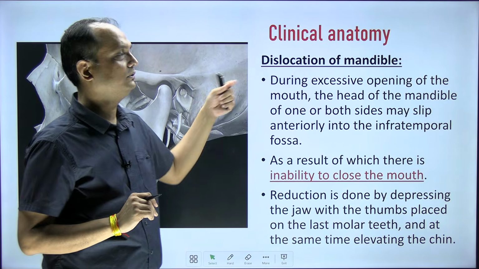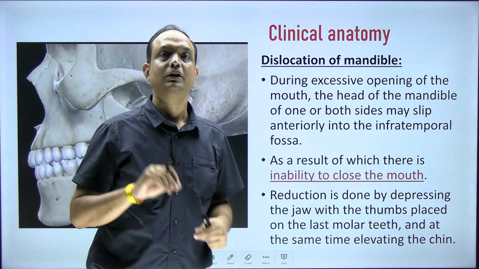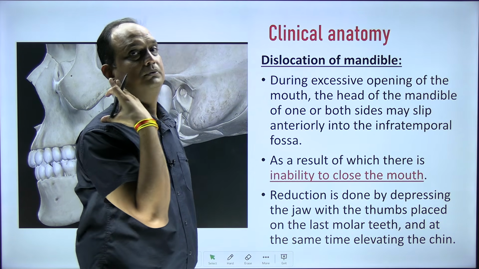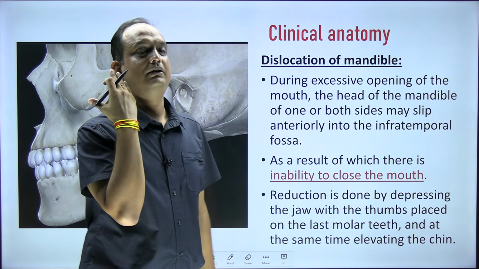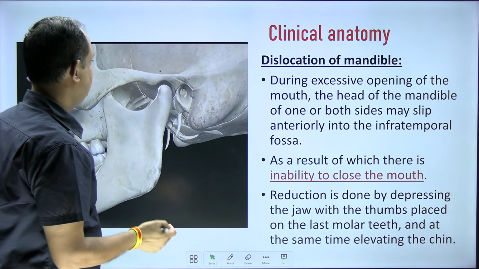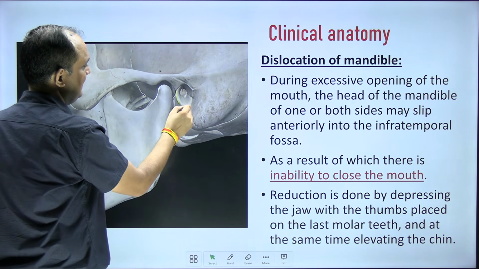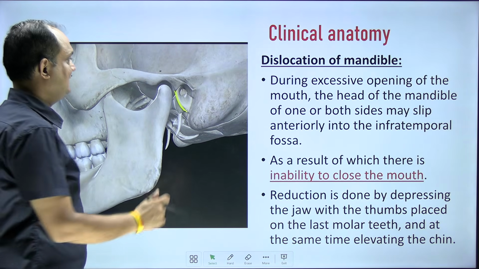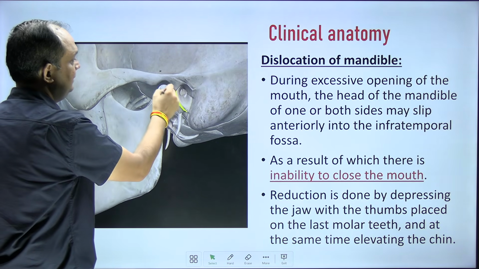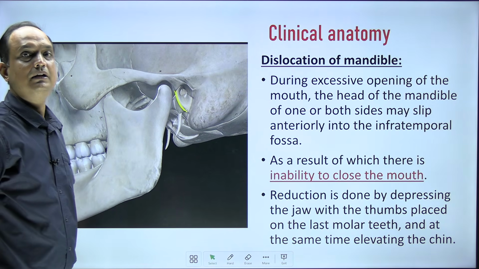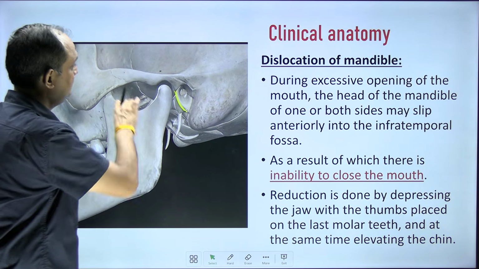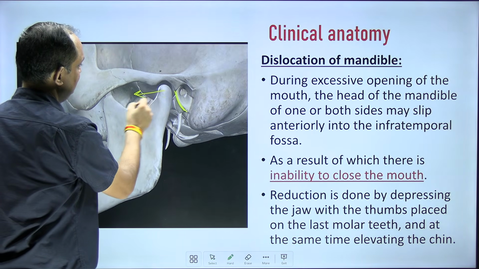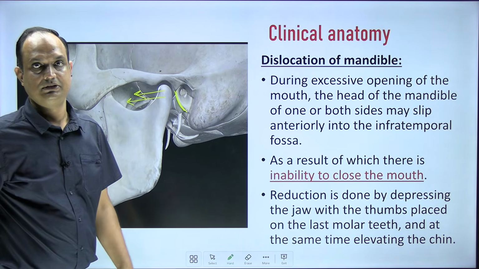Now when we talk about the dislocation of the mandible, you first have to understand that the mandible never dislocates posteriorly. Why never posteriorly? Because we have seen that posteriorly, first you have this bony plate which is known as the tympanic plate, and second, it has a lateral temporomandibular ligament. So these two factors avoid its posterior dislocation. So the mandible always dislocates in the anterior direction.